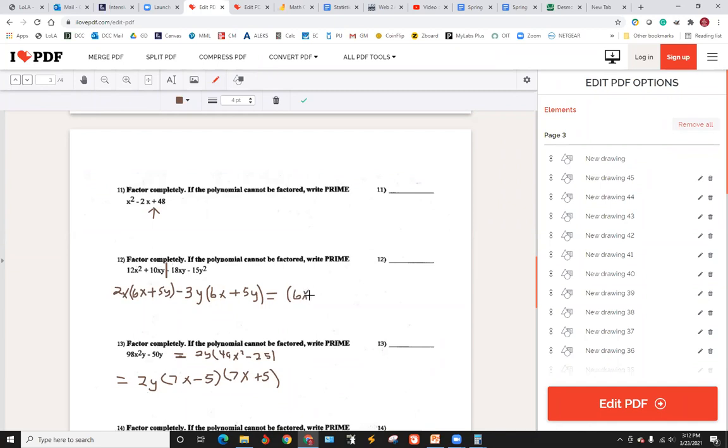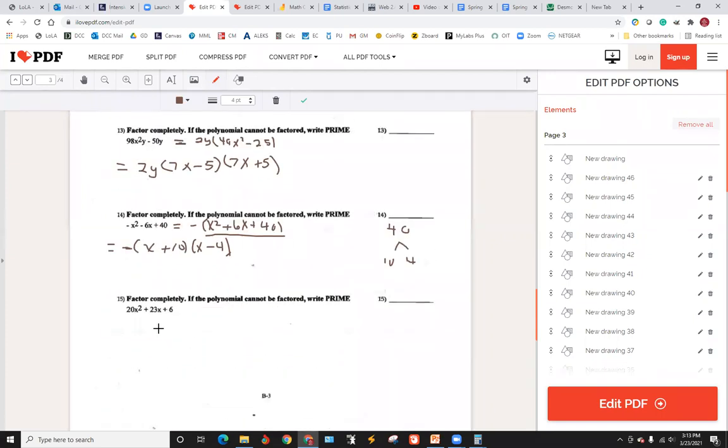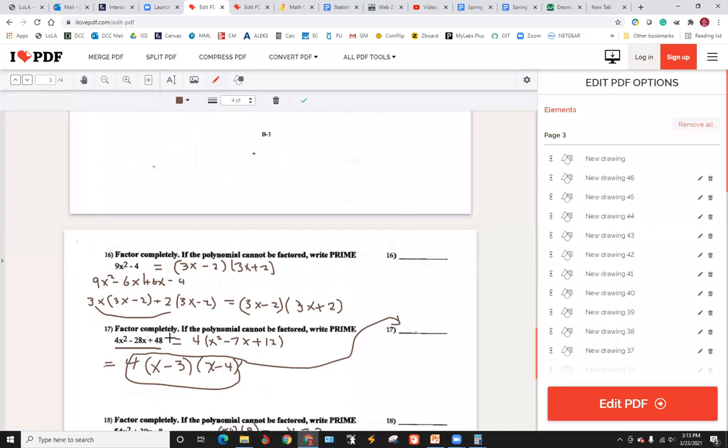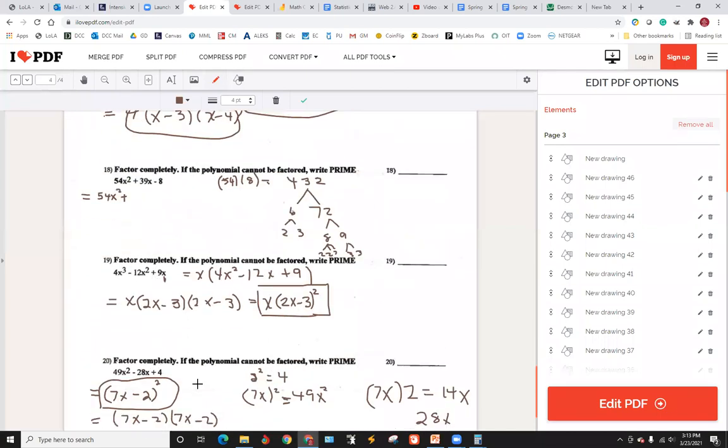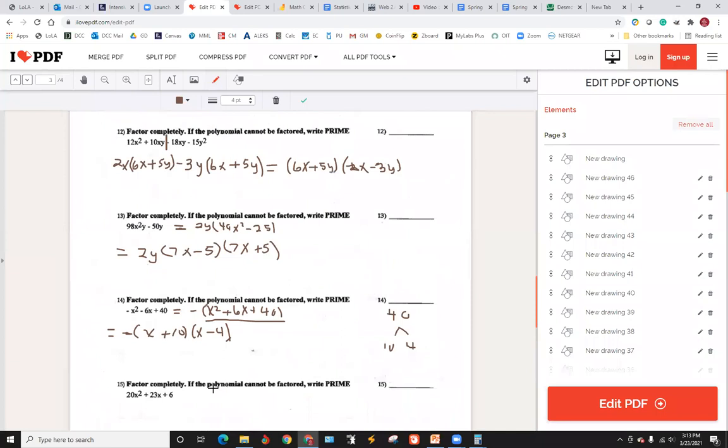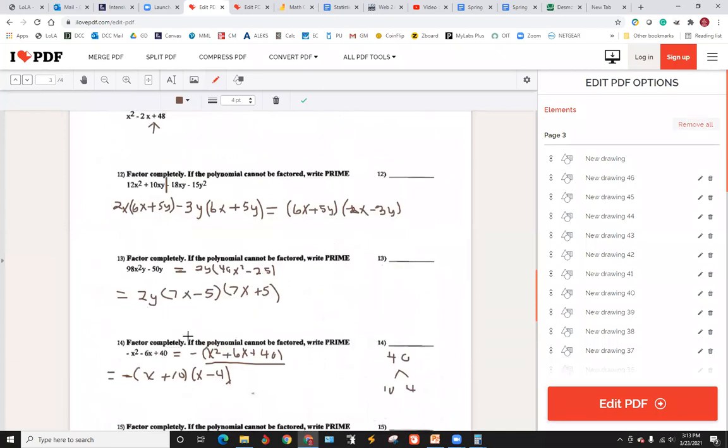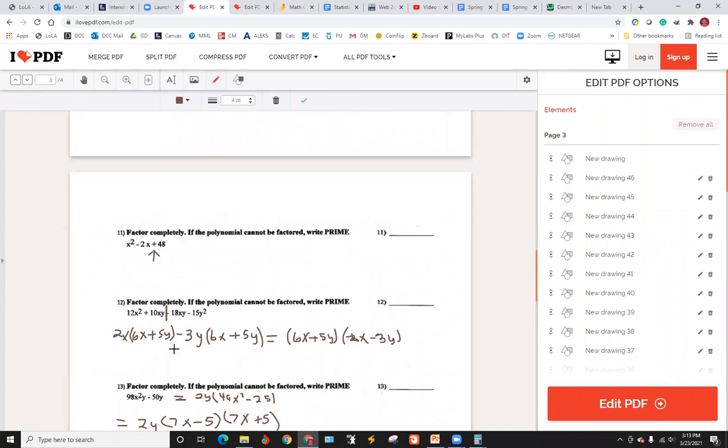So you got 6x plus 5y times 2x minus 3y. One of the reasons why I use that factoring by grouping, or what they call the AC method, for factoring ones sort of like this, and the ones we looked at down here, is because you got to know factoring by grouping anyway. They're going to throw one of those at you like that, that's already got the 4 terms, and you just have to factor by grouping.